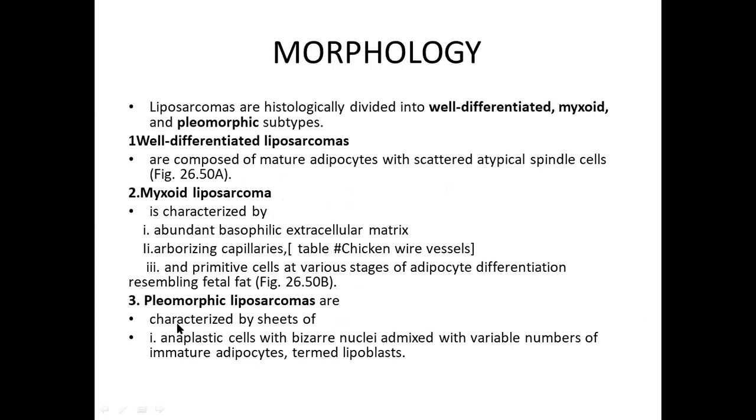Pleomorphic liposarcoma is characterized by sheets of anaplastic cells with bizarre nuclei. Anaplastic means lack of differentiation. They are admixed with a variable number of immature adipocytes, which are named lipoblasts.